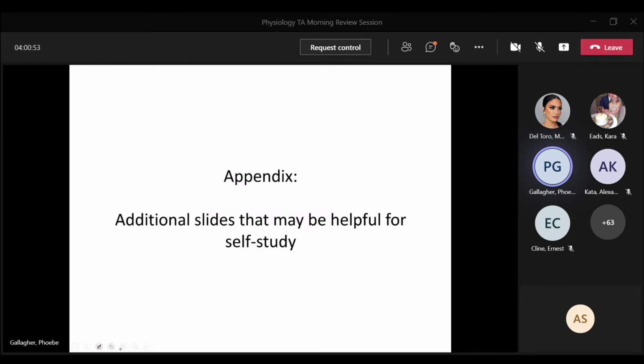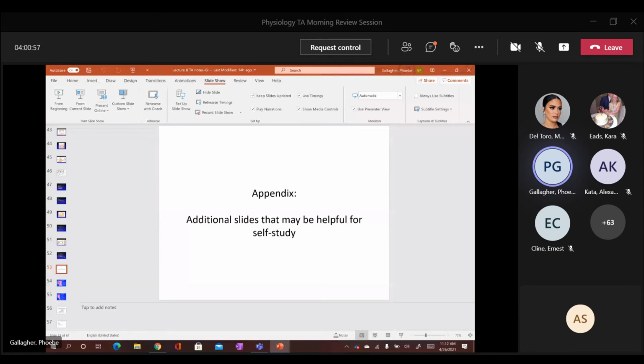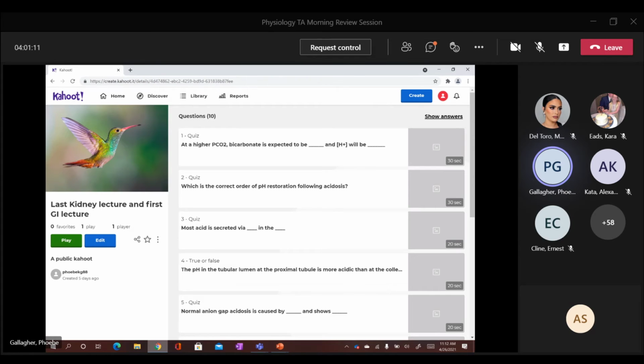Okay, so that is the additional slides. You don't have to look at the additional slides because he's not going to test you on them, but they might be helpful if you're struggling with anything. Do you have any questions before I move on to the Kahoot? Okay, if not, I'll start the Kahoot. Sorry, I went over time.